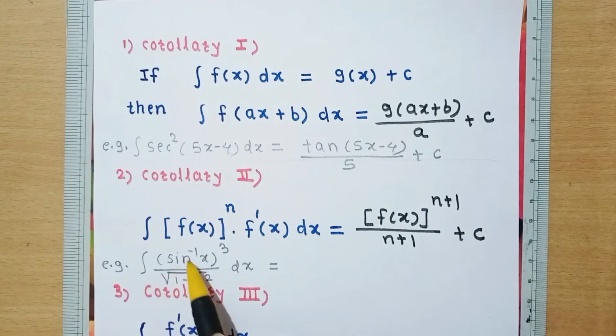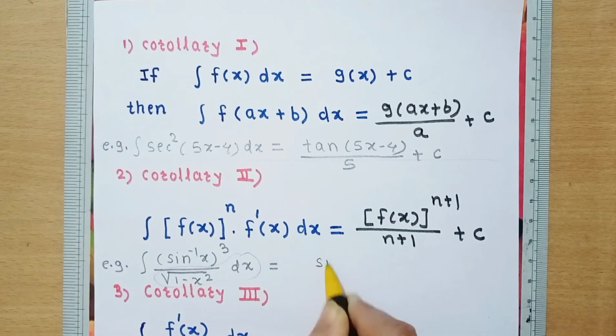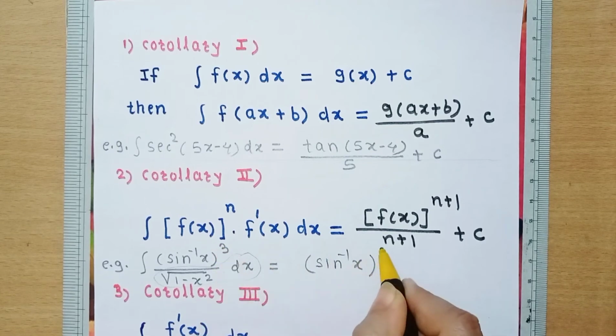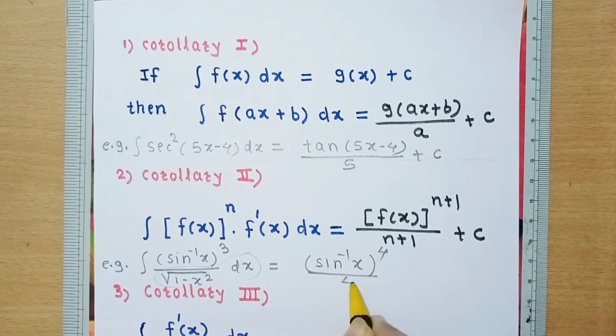Here integration of sine inverse of x raised to 3 upon root 1 minus x square dx. If we assume sine inverse x as a function of x, its derivative is, we know, 1 upon root 1 minus x square. So its derivative is present here. So this is f x raised to n, and by this formula its answer is directly sine inverse of x raised to n plus 1, that means 3 plus 1 means 4, upon 4, and plus c.